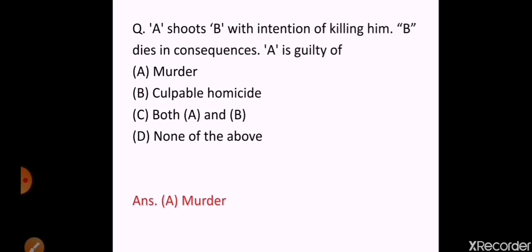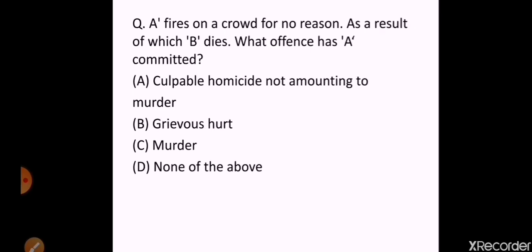The next question is: A fires on a crowd for no reason, as a result of which B dies. What offence has A committed? A: culpable homicide not amounting to murder. B: grievous hurt. C: murder. D: none of the above. So the correct answer is option C, that is murder. So please remember this as an example or an illustration of murder.